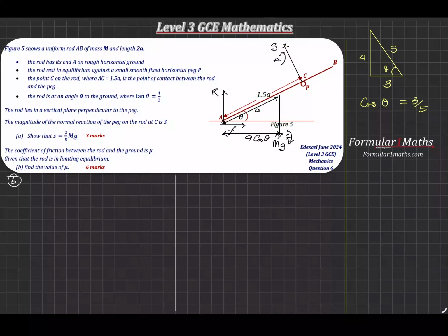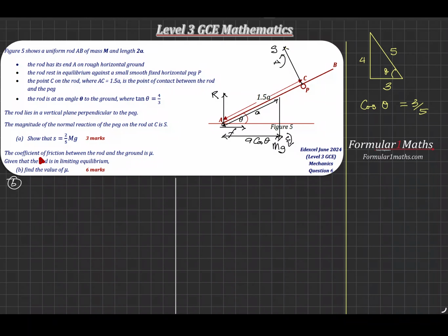Now for B, it says here that the coefficient of friction between the rod and the ground is mu. Given that the rod is in limiting equilibrium, find the value of mu. We know that the friction, F, is equal to mu R. This implies that mu is equal to F over R. So we need to find both friction and R to be able to calculate mu. So I need to find the value of F here and the value of R here.